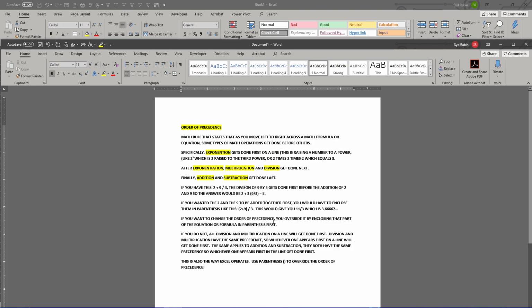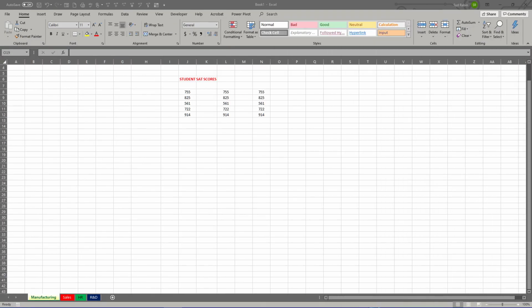If you want to change the order of precedence, you override it by enclosing that part of the equation or formula in parentheses first. If you do not do this, all division or multiplication on a line will get done first. Division and multiplication have the same precedence, so whichever one appears first on a line will get done first. The same applies to addition and subtraction. They both have the same precedence, so whichever one appears first in the line will get done first. This is also the way Excel operates. Use parentheses to override the order of precedence. And now let's move back into Excel.